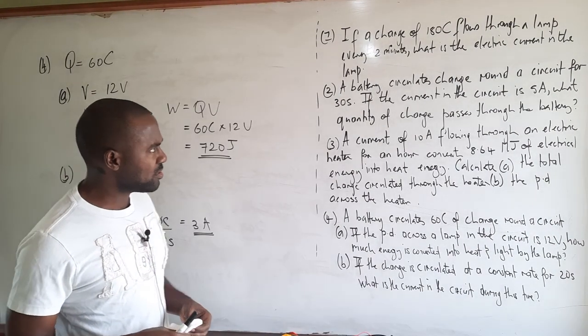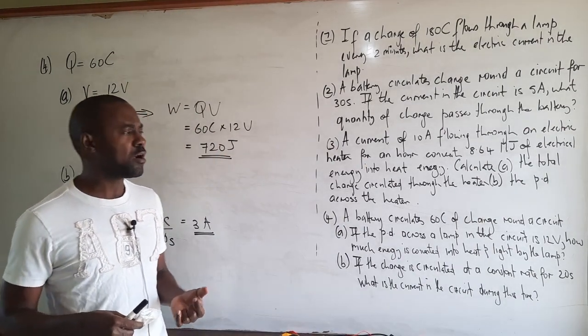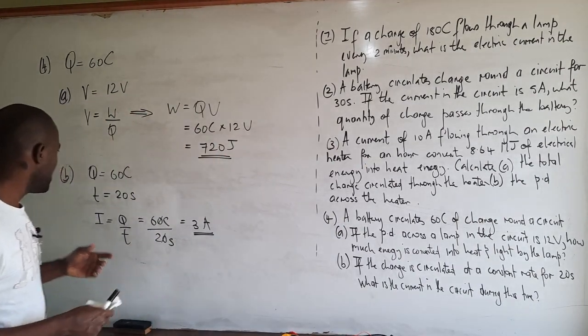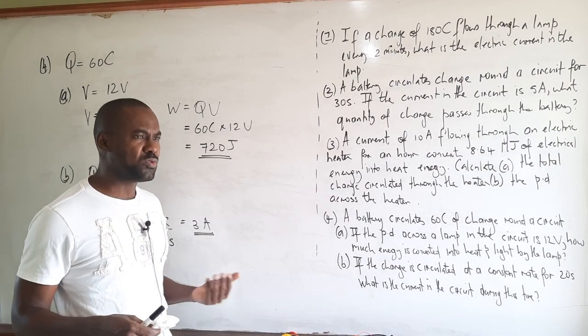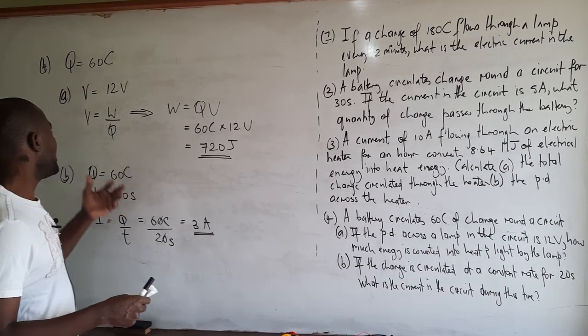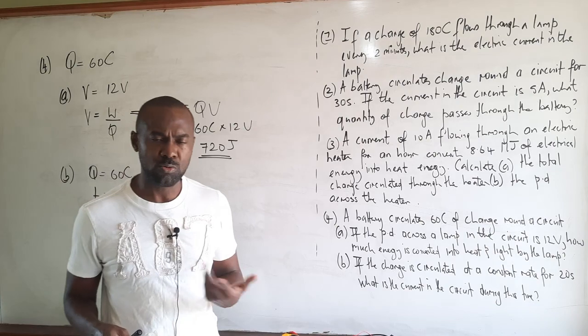So in this short video, we're able to look at equations relating the current, charge, and time. In particular, I equals Q over T, or Q equals IT. We're also able to use the equation relating the potential difference, energy converted, as well as the charge flowing, and we're able to use those equations to do a few calculations.